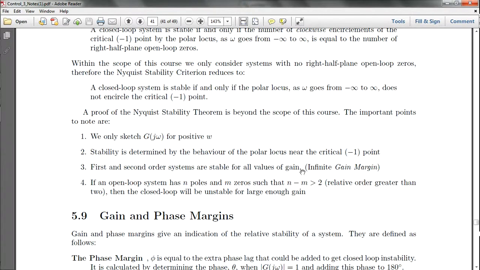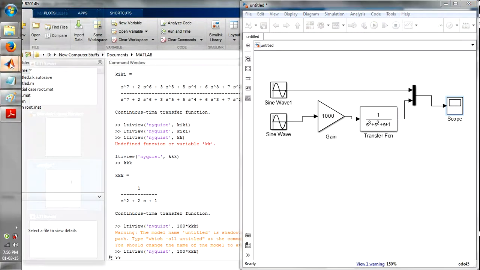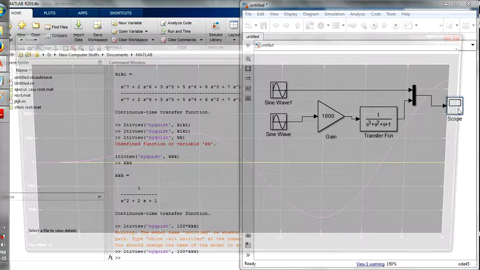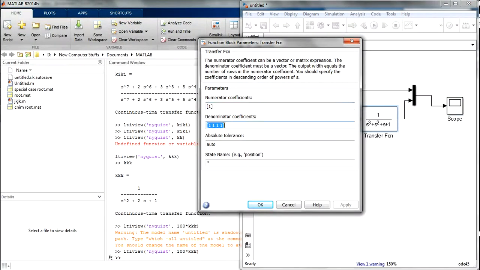So first and second order systems are stable for all values of gain, okay? And then for a third order and above, definitely they are not stable, okay? As you can see, if third order is really that manner, let's just see fourth order.